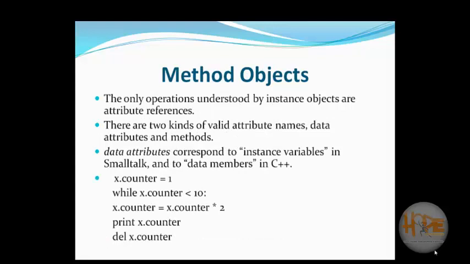The only operations understood by instance objects are attribute references. There are two kinds of valid attribute names: data attributes and methods. Data attributes correspond to instance variables in Smalltalk and to data members in C++. Here we see the small code for objects.